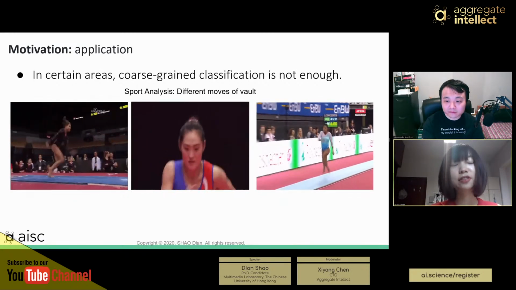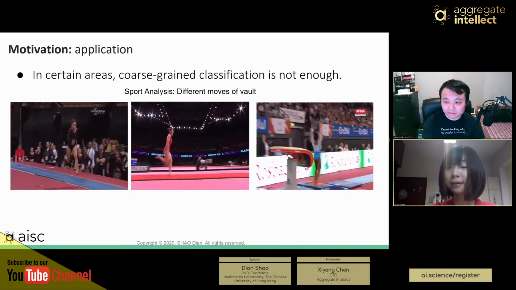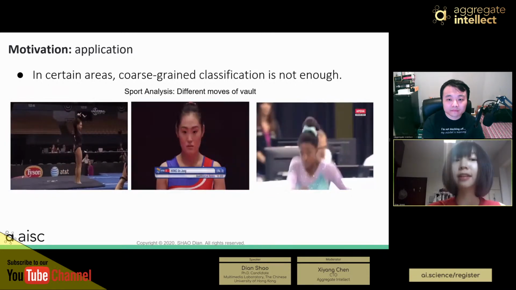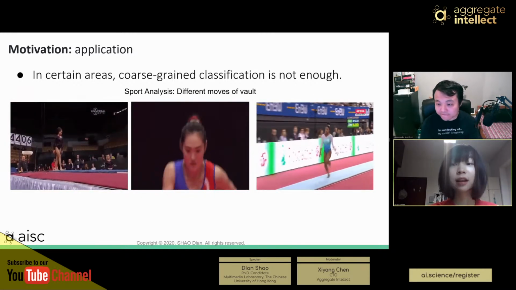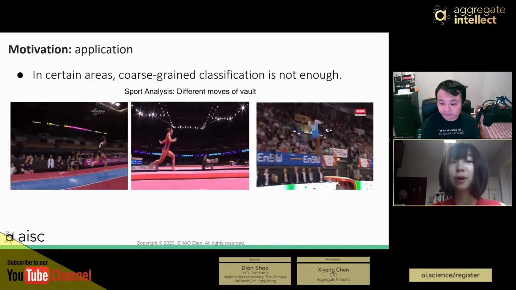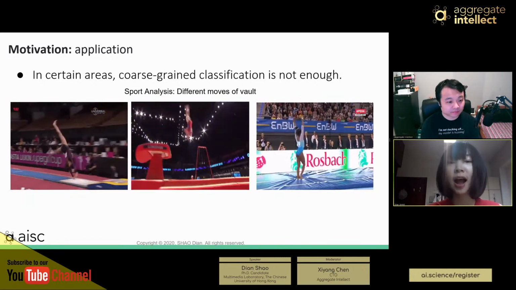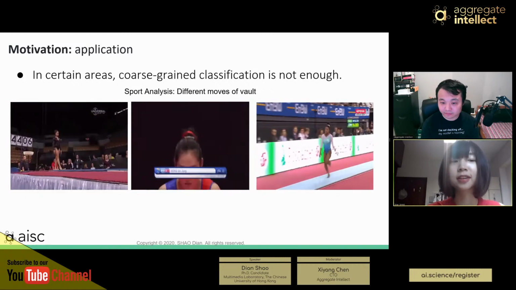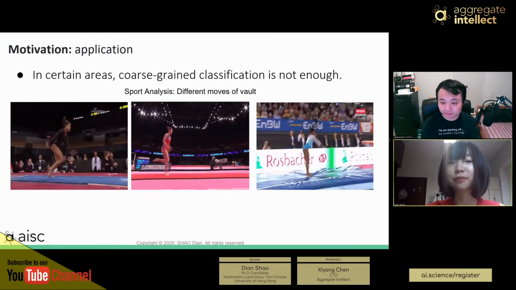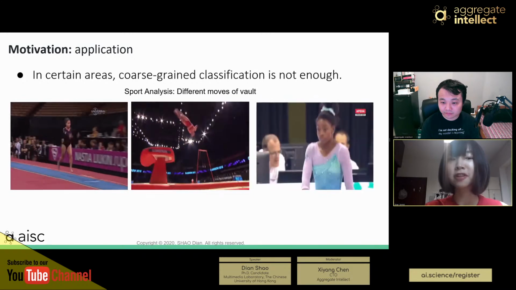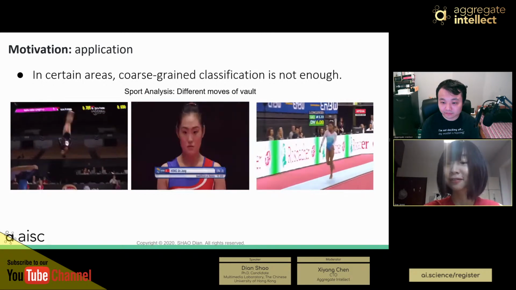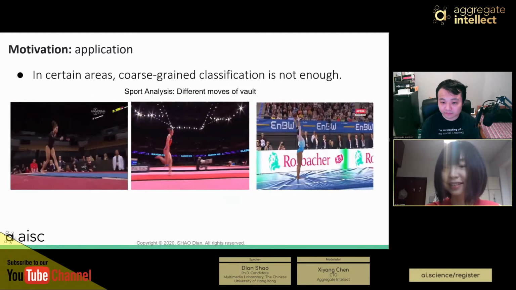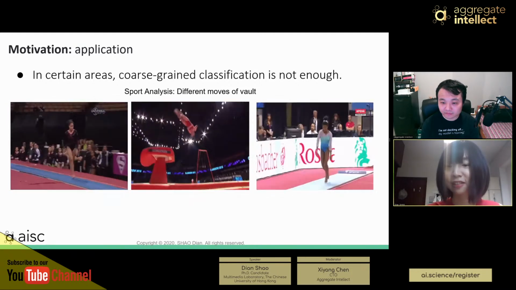The next is from the perspective of application. In some certain areas, coarse-grained classification is not enough. So here we take sport analysis, for example. I show some different samples from the vault routines. So you can have a try to differentiate one vault sample from another. So it's quite difficult, right? So here I will give the answer.